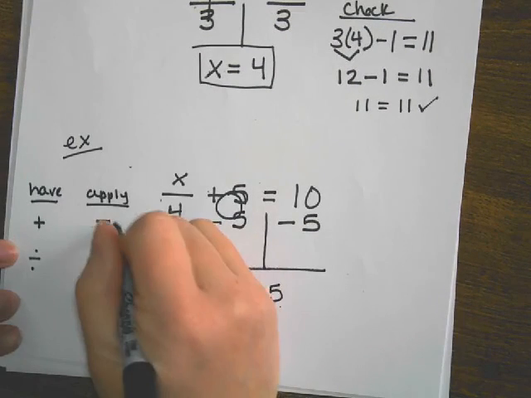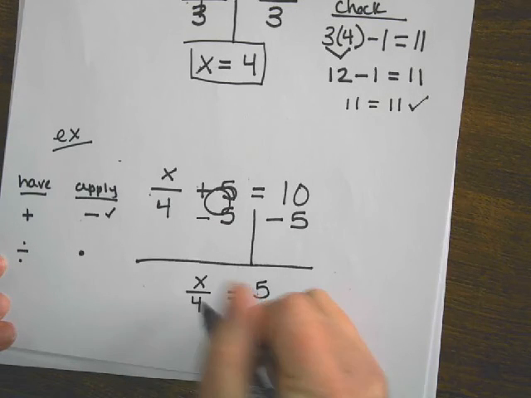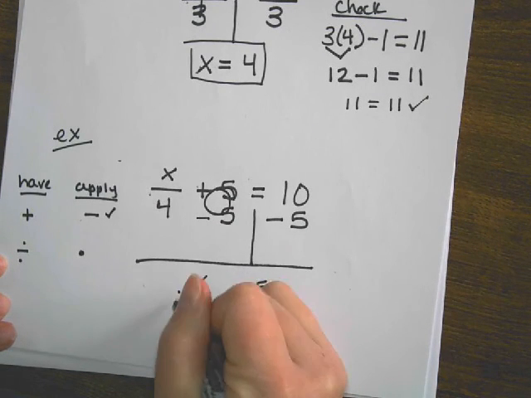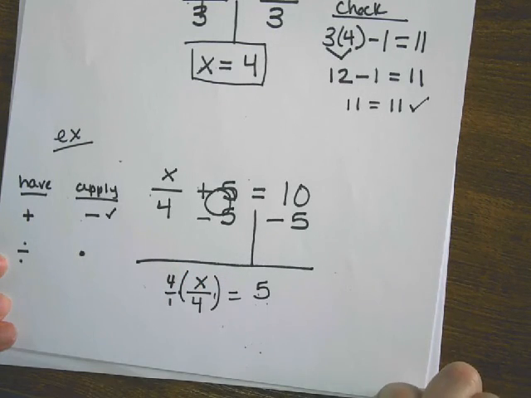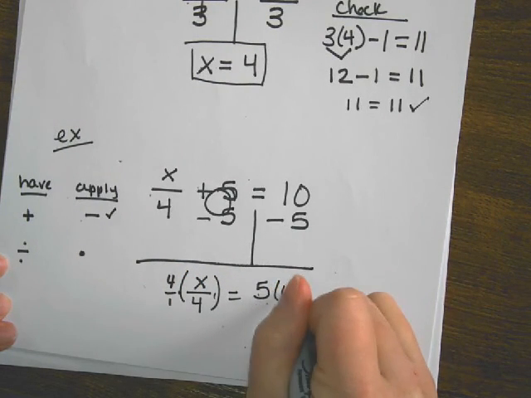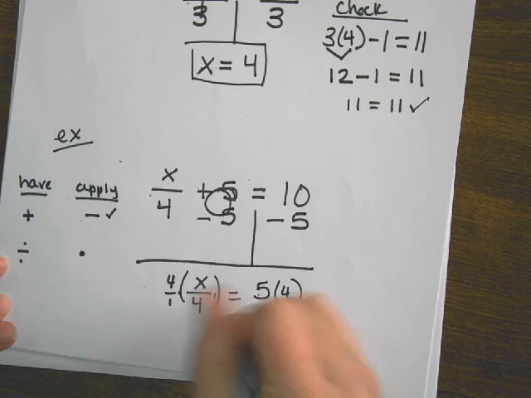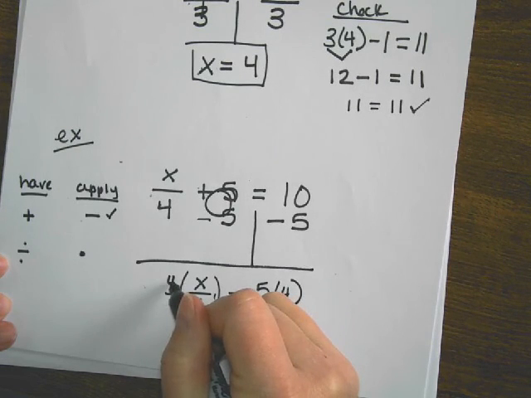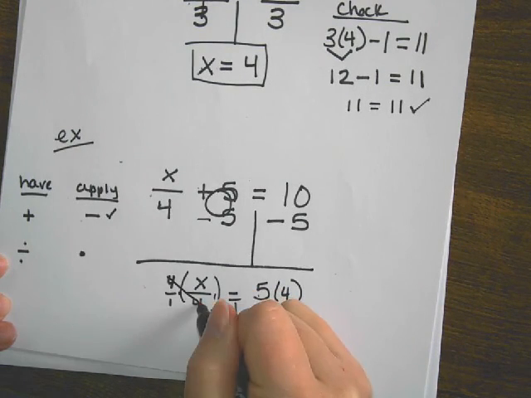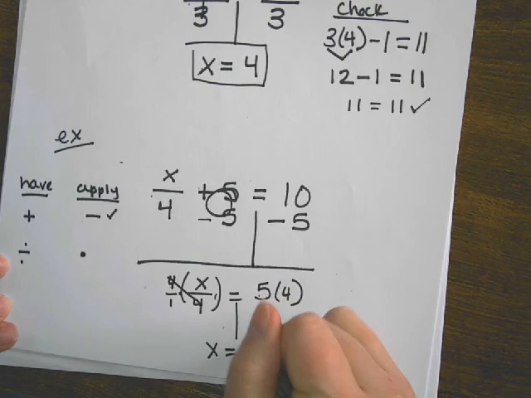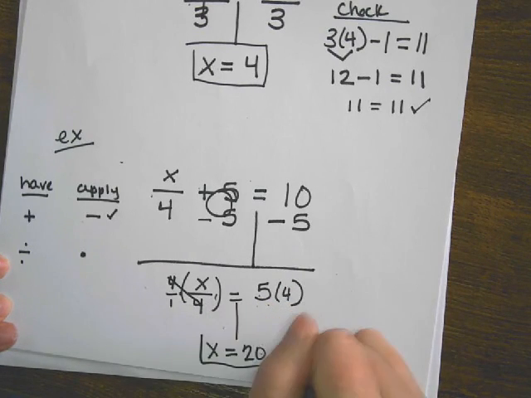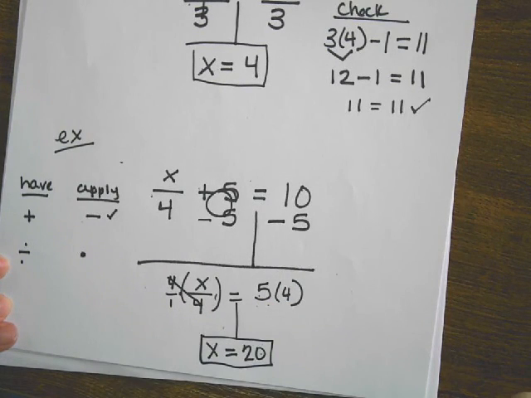All right, so I've done this. So now I need to do my multiplication. I'm going to multiply both sides by 4. Remember, that's technically 4 over 1. And then I'm going to multiply by 4 over here. 4 and 4 are going to cancel each other out into a 1. And so I'm going to have 1x is equal to 5 times 4, which is 20. So my answer should be 20.